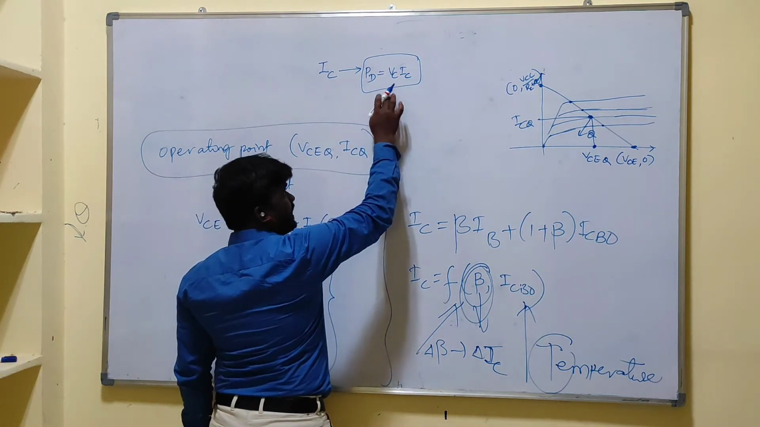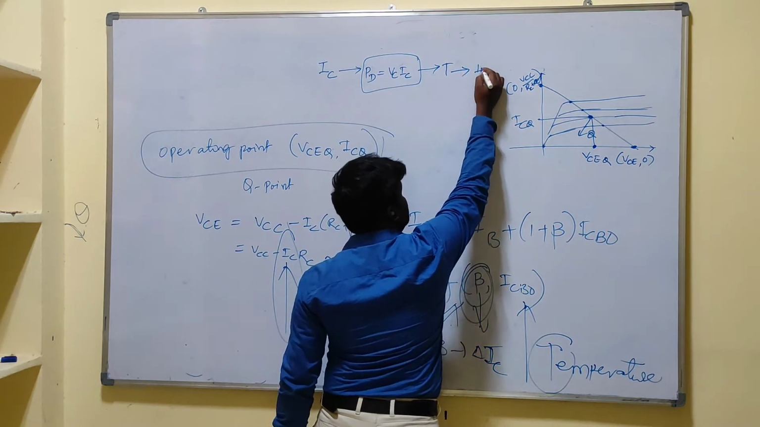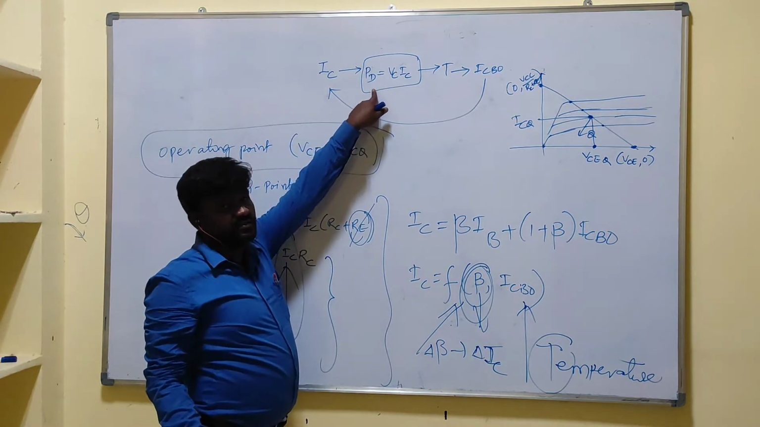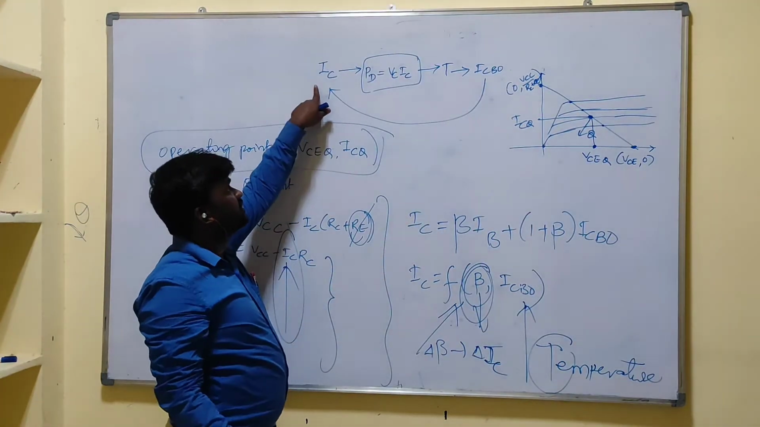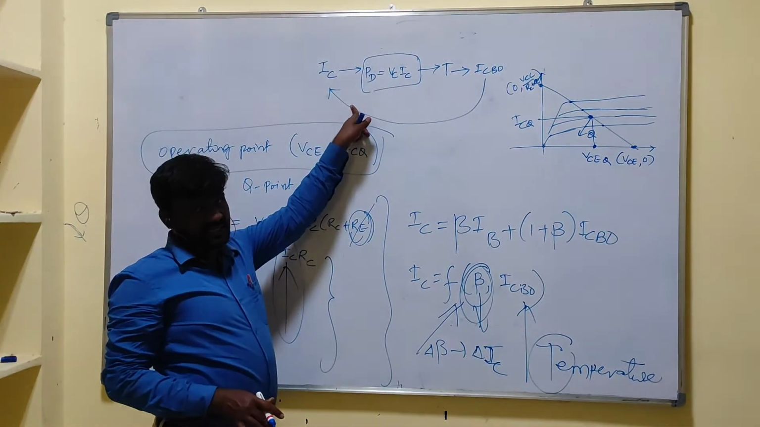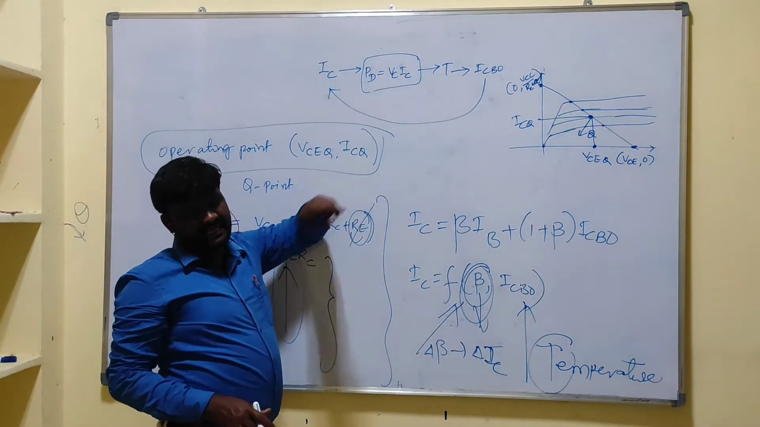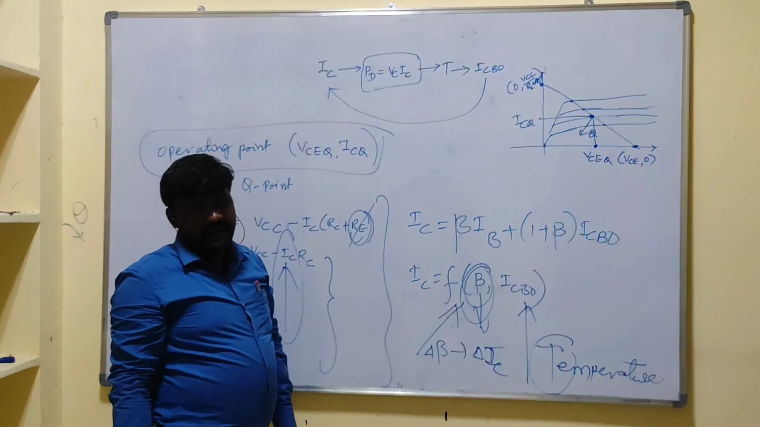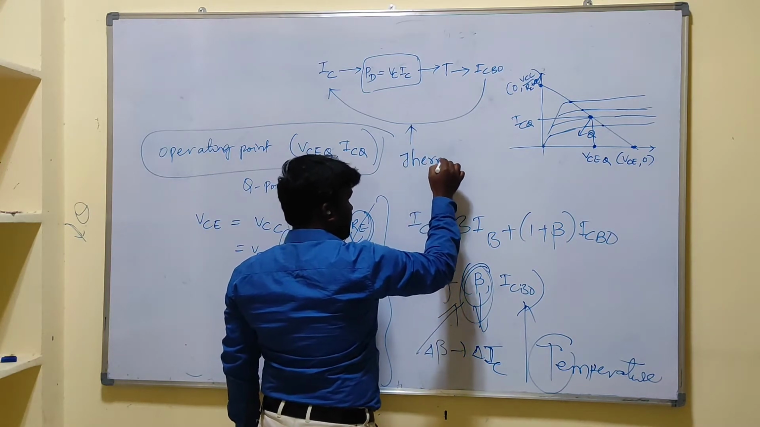If this power is dissipated as heat, temperature increases. If temperature increases, ICB naught increases. If ICB naught increases, IC increases. As IC increases, power dissipation increases and temperature increases. That leads to ICB naught increment, and again that leads to IC increase. It is a cumulative process. This dissipated power may exceed the rating of the transistor, which leads to self-destruction or damage. This cumulative process is known as thermal runaway.